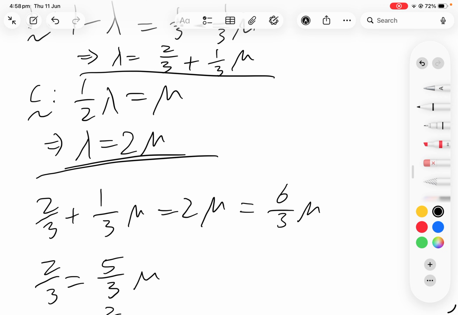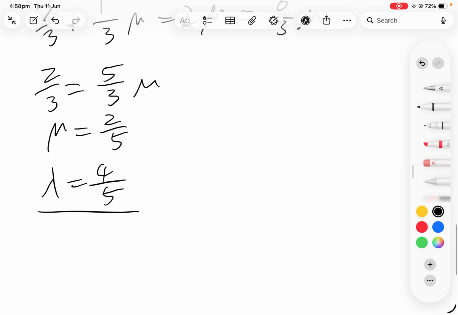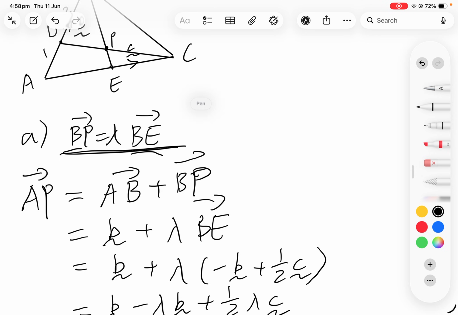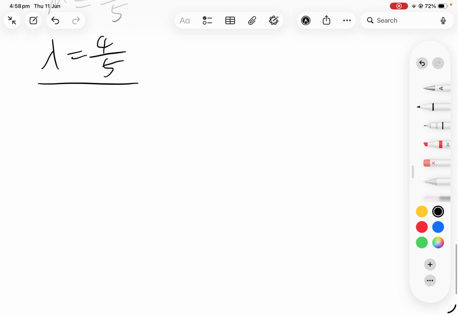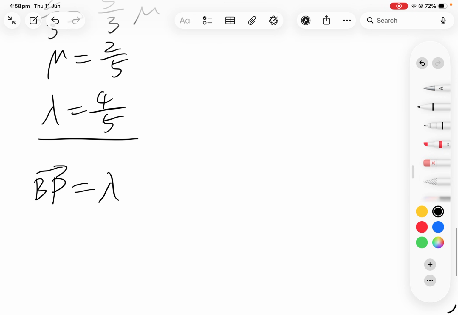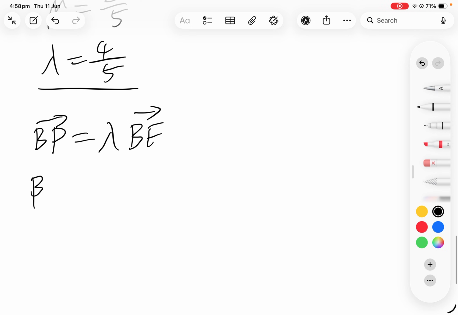The next part of the question: hence state the exact geometric ratio in which P divides the line segment BE. For that to happen, we have to use this, and also this. Oh, BP. BP equals lambda BE. And now we know that lambda is the number we have.